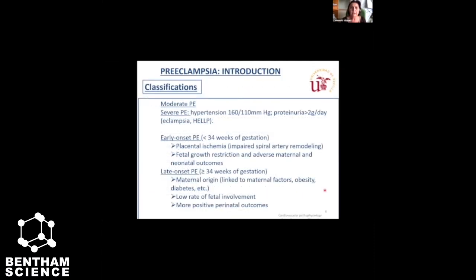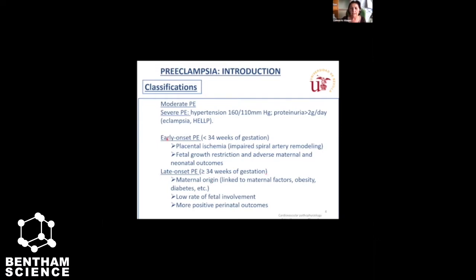In addition, preeclampsia can be classified in moderate and in severe preeclampsia. In the case that we have severe preeclampsia, it means that the hypertension is higher, with a systolic blood pressure of 160 and diastolic blood pressure of 110 millimeters of mercury. In addition, we can classify the preeclampsia in early preeclampsia and late preeclampsia. Early, when the preeclampsia occurs before 34 weeks of gestation, and late, when the preeclampsia occurs after 34 weeks of gestation.